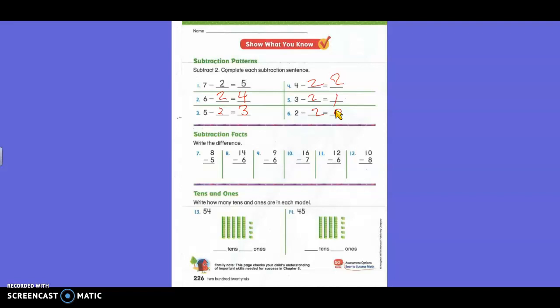Yep. 8 minus 5. You put up 8 fingers. Take away 5. What do you have left, boys and girls? Or Landon?